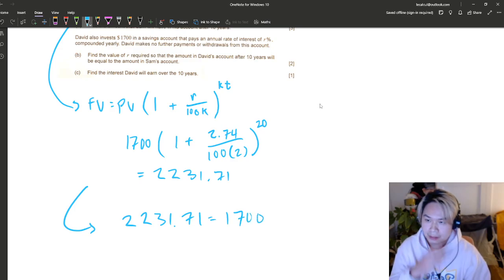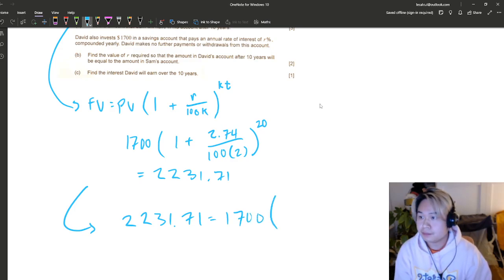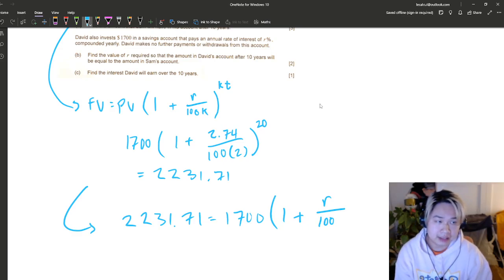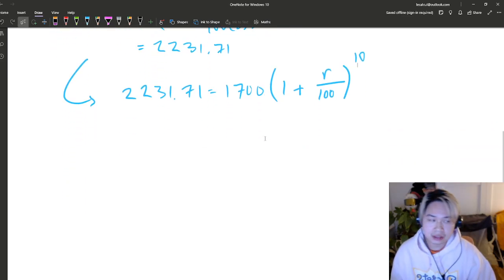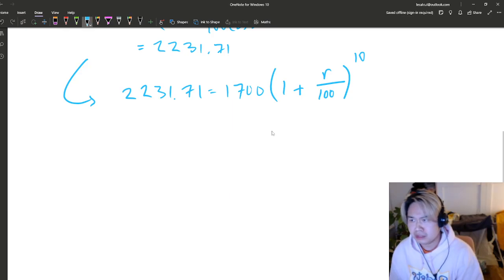And we are going to use different values. We don't know what the interest rate is. It's divided by 100. And this one's compounded yearly, so in this case, K is 1. And this is after 10 years as well. Okay. And then we want to solve this equation. There are a ton of ways to solve this equation. You can use an equation solver.